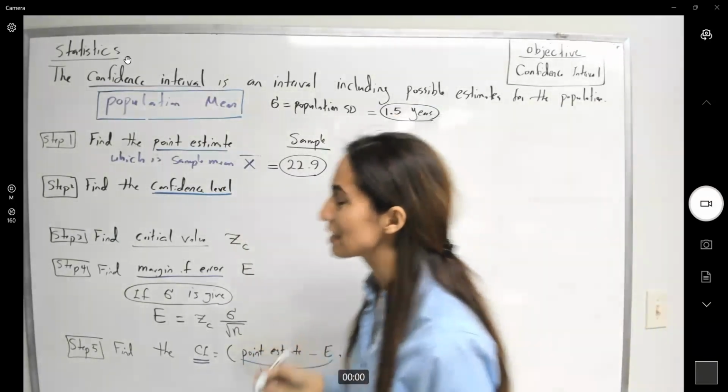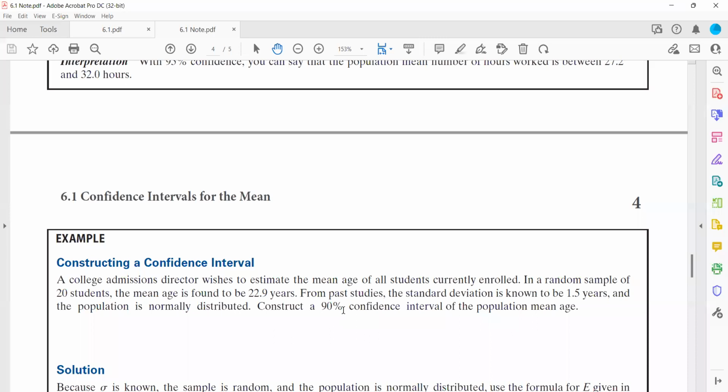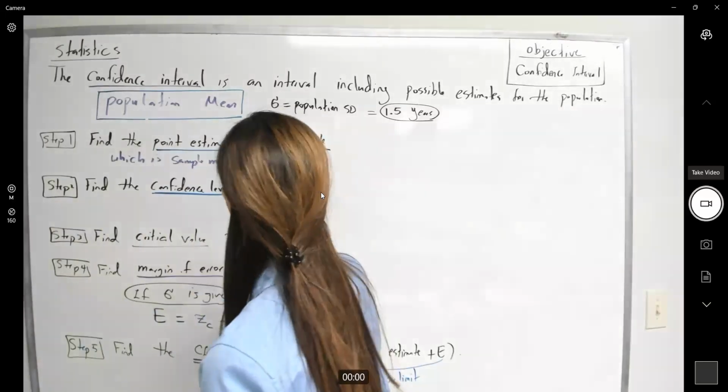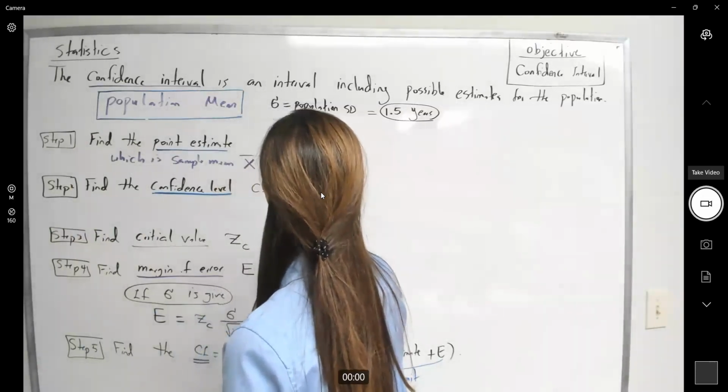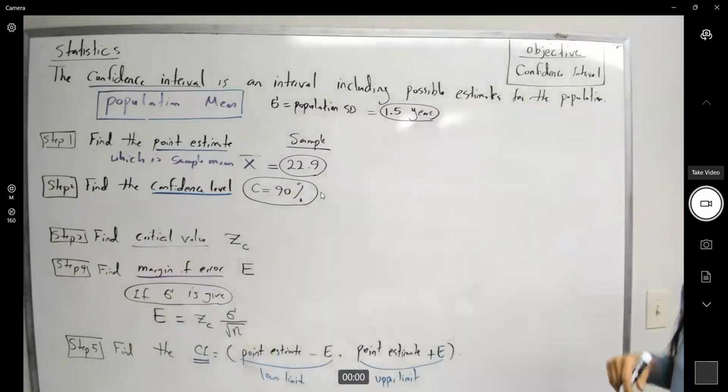What is the confidence level? Take a look at your question. One by one, we identify each one of these. Do I have any information about the confidence level? It's directly given to me as, thank you very much, 90%. C is 90%. I'm going to put all of these in the circle so I don't forget about this.